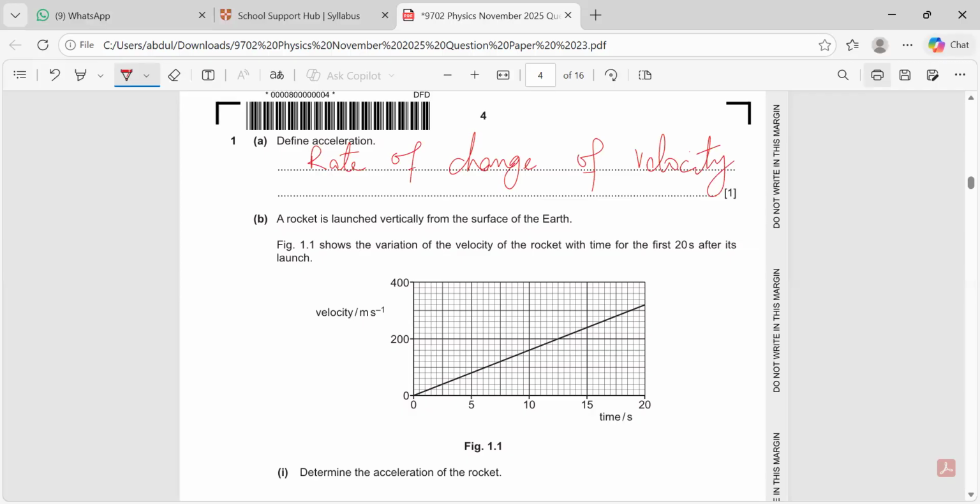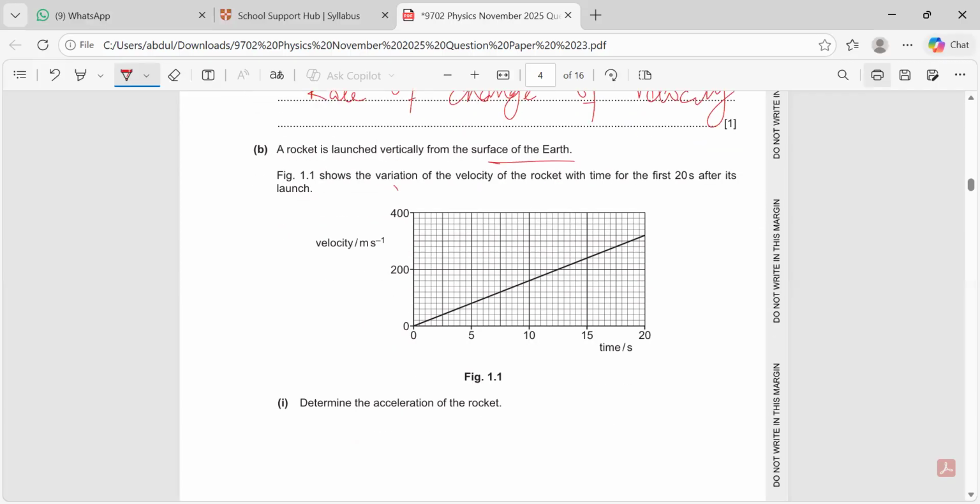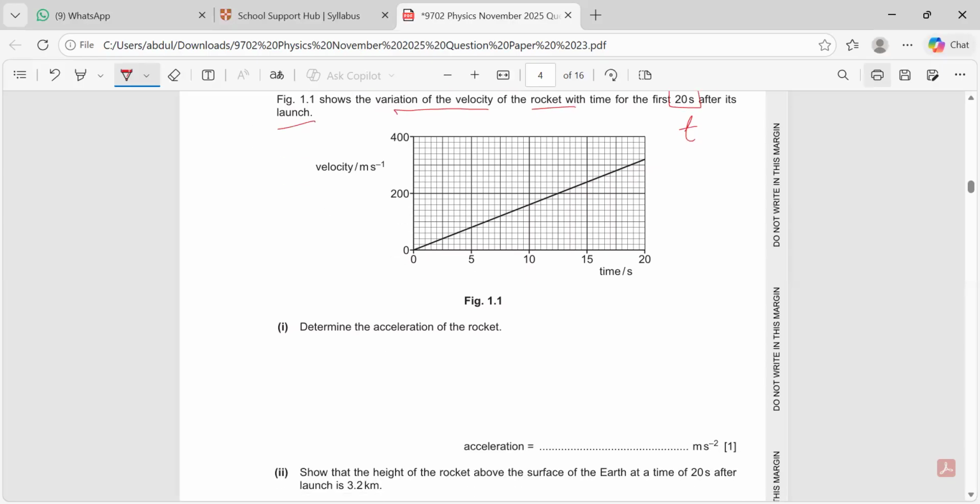Then, my dear friends, a rocket is launched vertically from the surface of the Earth. Figure 1.1 shows the variation of the velocity of the rocket with time for the first 20 seconds after its launch. Determine the acceleration of the rocket. Again, a very simple, straightforward question.